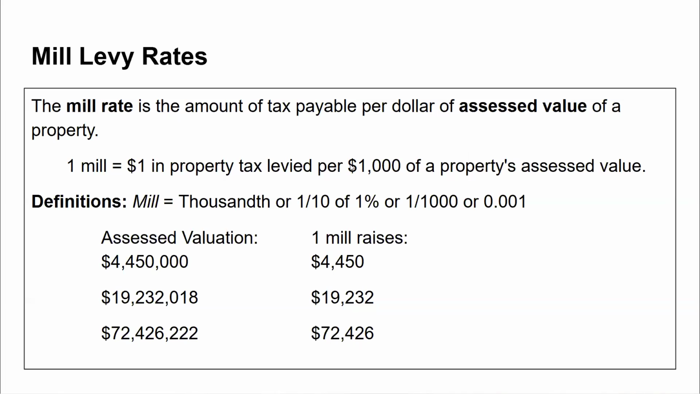And you can see some examples here. So if you have an assessed valuation of 4.45 million, 1 mill of that will raise $4,450. You just have to move the decimal point over. When we talk about determining the mill rate, we are determining what portion or percentage of the total property taxes would be needed to fund the library's budget. The library doesn't need $1 million. It might want it, but it doesn't need it. So how much does it need?